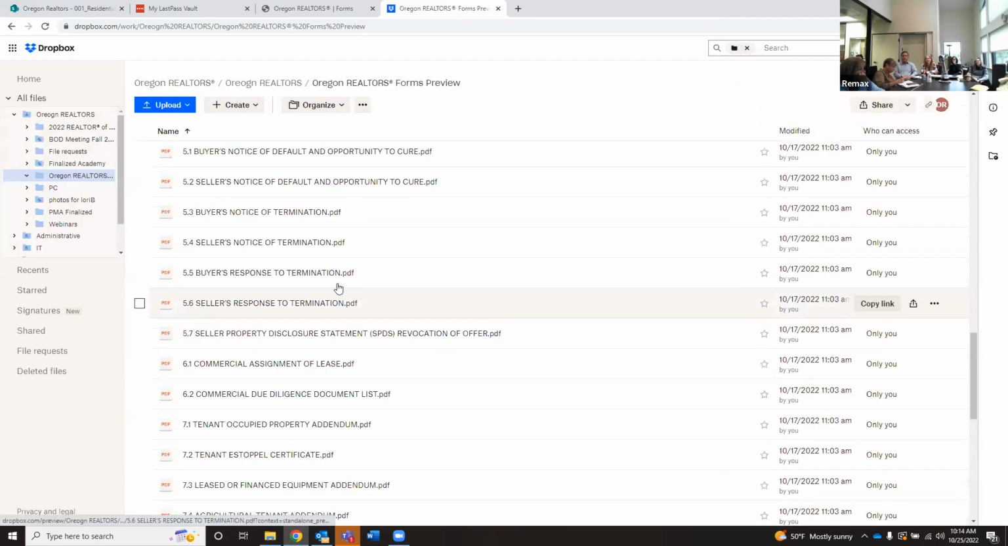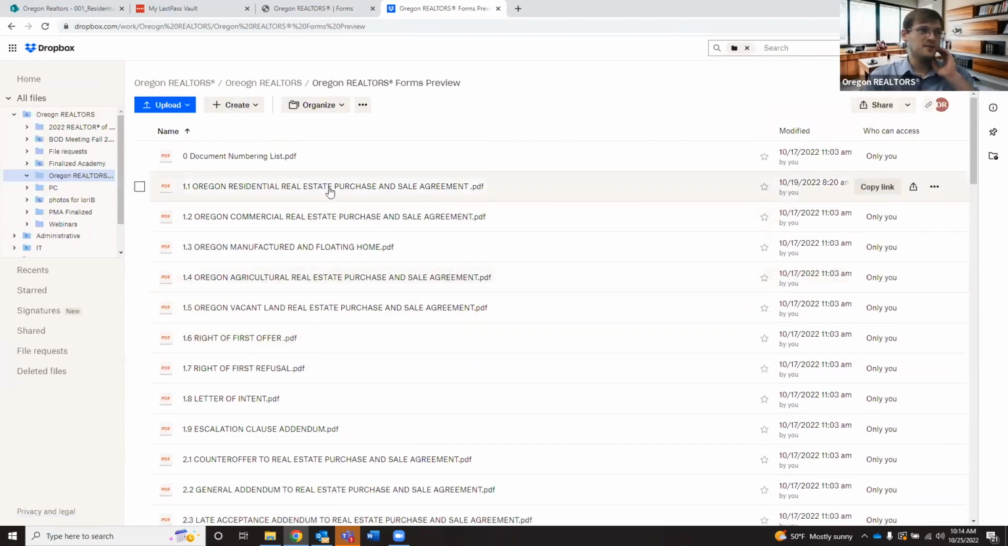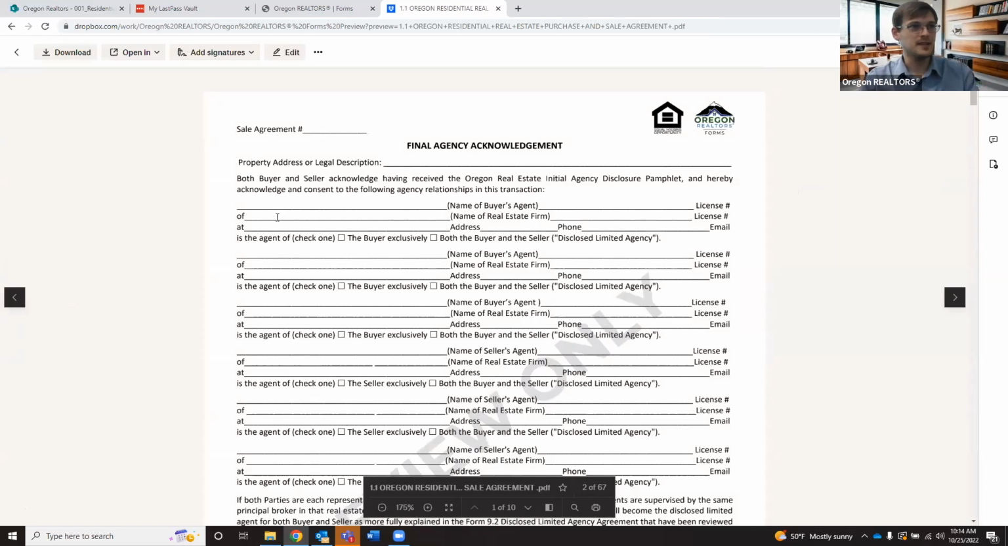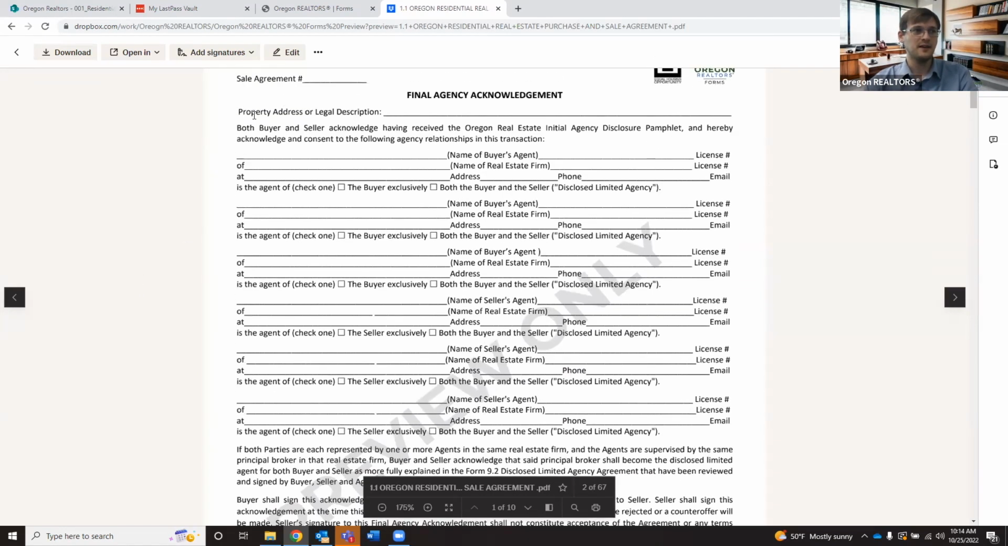Thank you. Okay, so we'll hop into the residential purchase and sale agreement. This is the meat and potatoes document that most people have been looking through. It starts with a page 1 final agency acknowledgement. We have more space for the buyer's agent and the seller's agents here because we wanted there to be enough space for teams that have 2 or 3 agents that are part of a transaction.